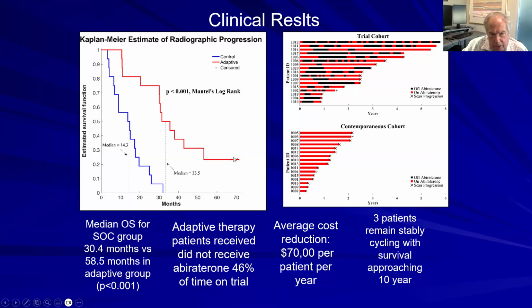There's also an interesting phenomenon that we honestly did not expect, and that is this long tail here that you can see on the left. We currently still have, I think, 3 patients stably cycling, and they're approaching 10 years in therapy.